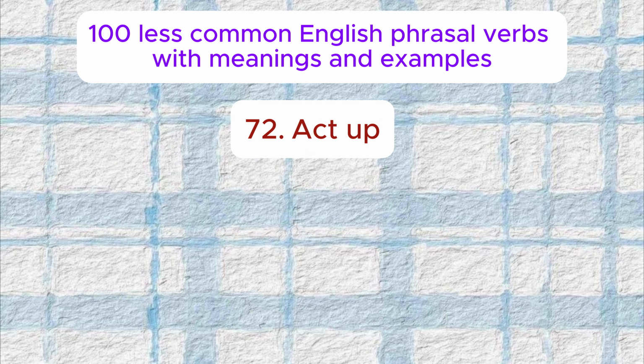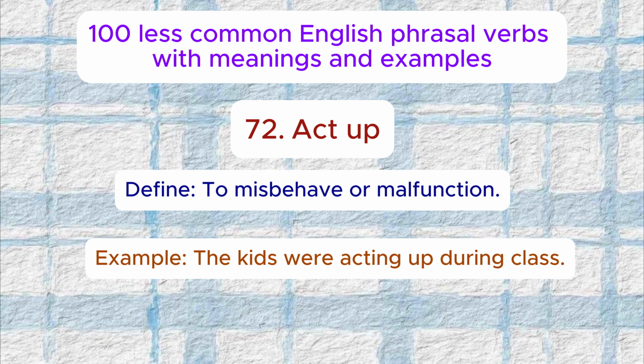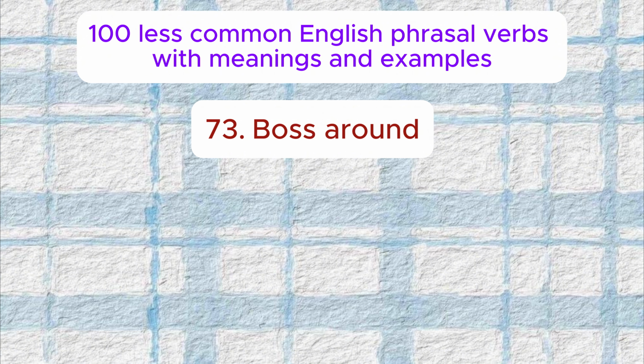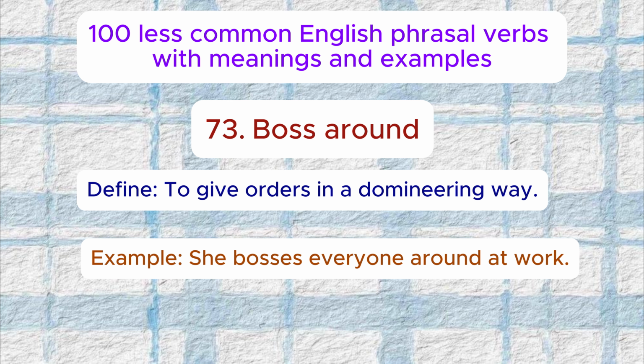72. Act up. Define, to misbehave or malfunction. Example, the kids were acting up during class. 73. Boss around. Define, to give orders in a domineering way. Example, she bosses everyone around at work.